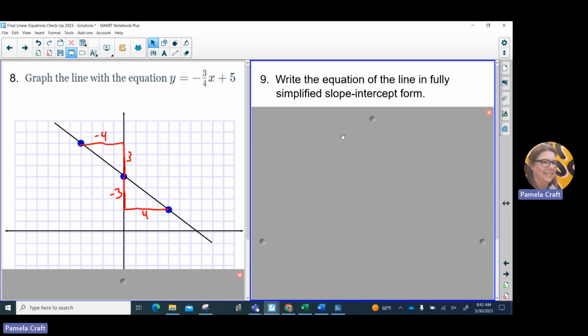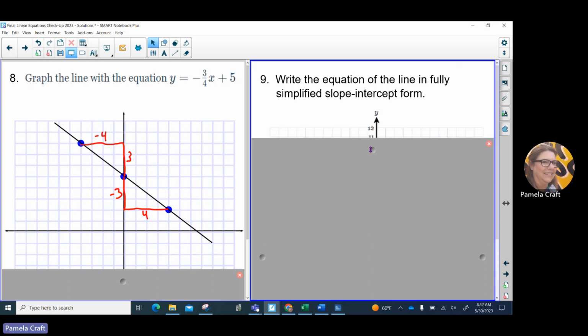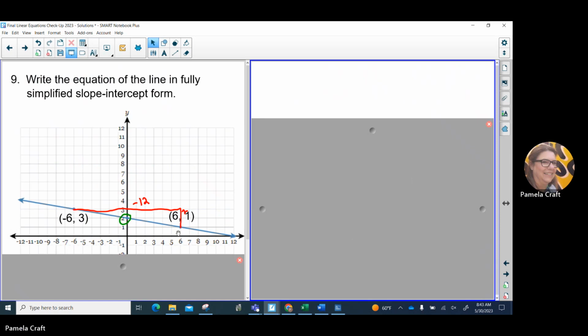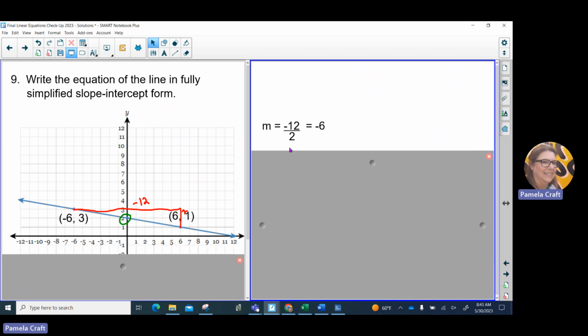Number 9 wants you to write the equation of the line. So they give you this line with points at negative 6, 3 and at 6, 1. So again, you're going to find your slope. So from here to here, I need to go up 2, and I need to go left 12. So my slope is negative 12.